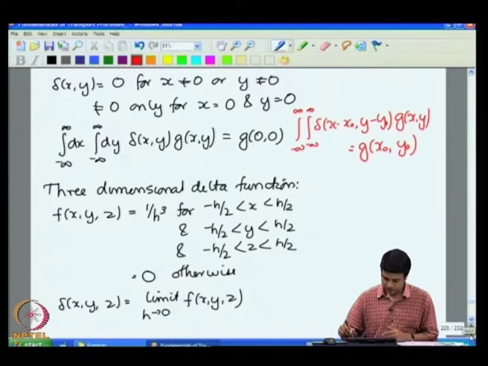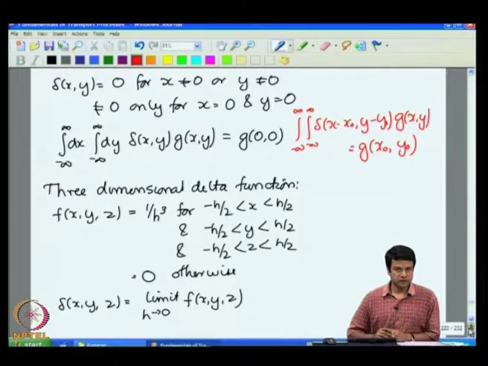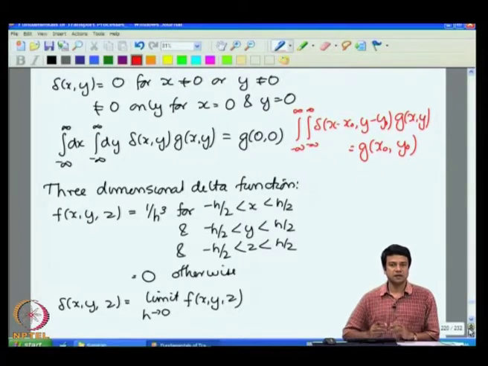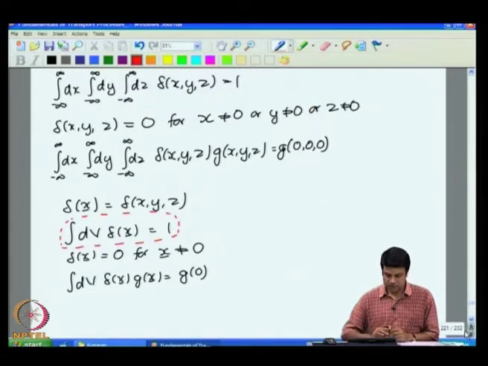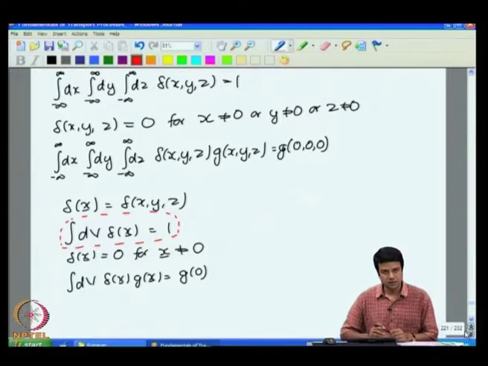Okay. And finally, we came down to the 3 dimensional delta function. This is non-zero only within a cube of side h at the origin. It is 0 everywhere else. The total integral over the entire volume of delta of x times the volume is equal to 1. And once again, it picks out the value of the function at the origin itself.